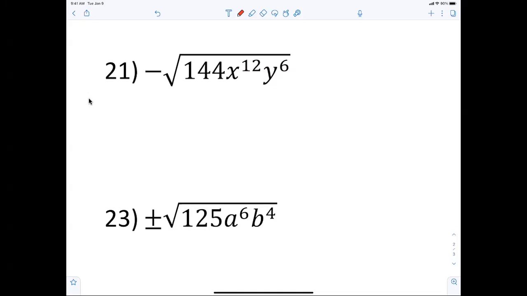Everyone knows the square root of 144 is what? 12. So what is the answer? Sean? That's perfect. That's the answer. There's no radical left because they were all what? They were all perfect squares. That's the answer.